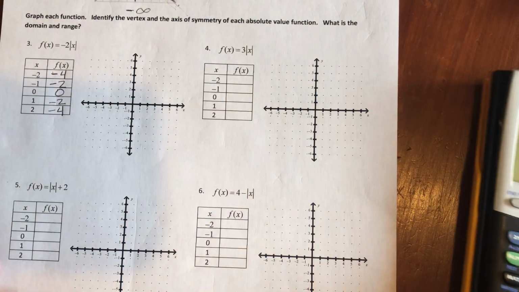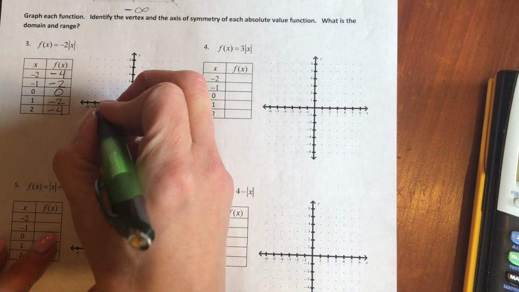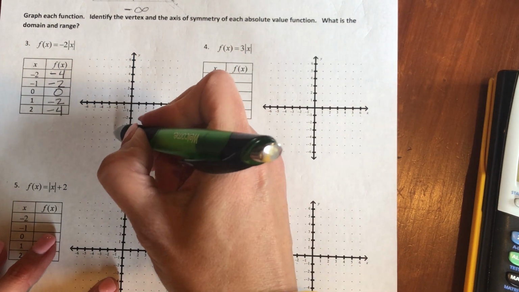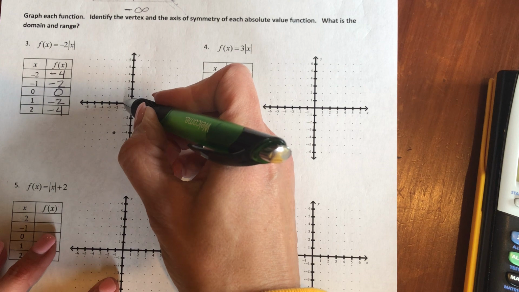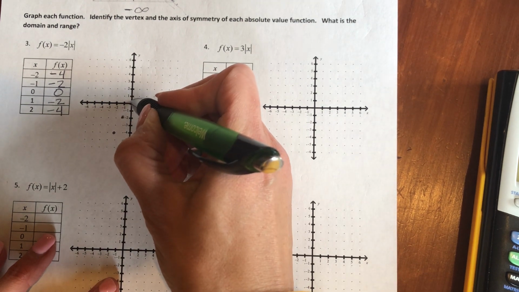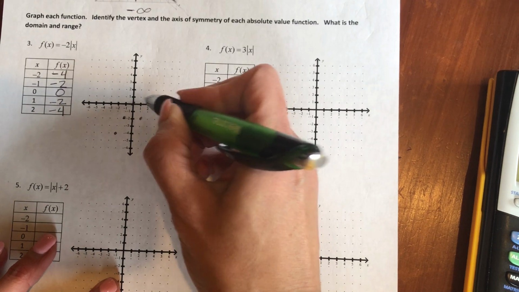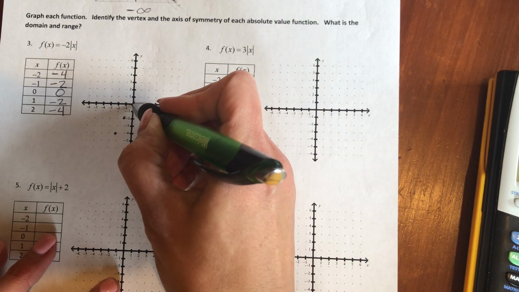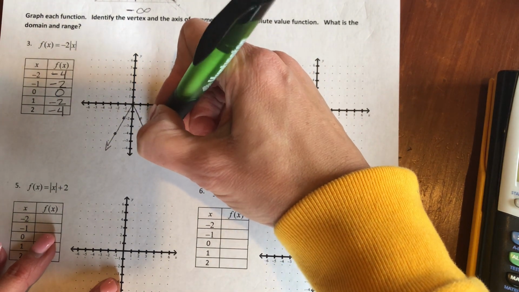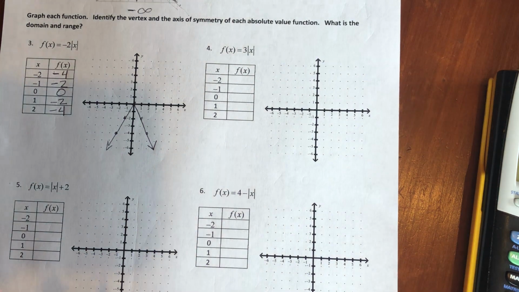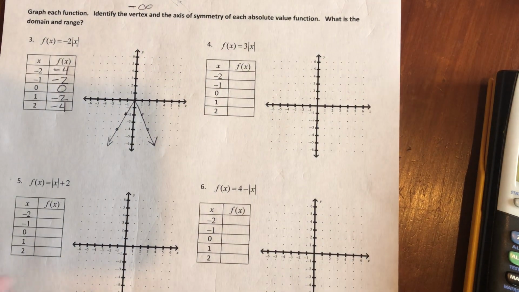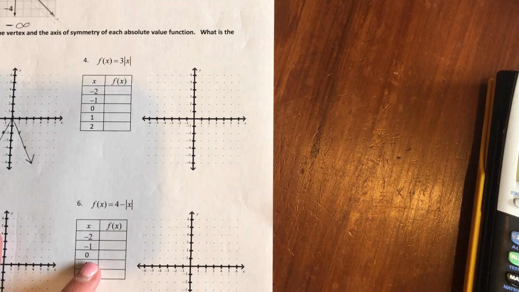Okay, then you would graph it. Plot all the points. And remember, it's supposed to look like a V. There you go. This V is opening downward because of that negative out in the front. All right, going on to the next one.